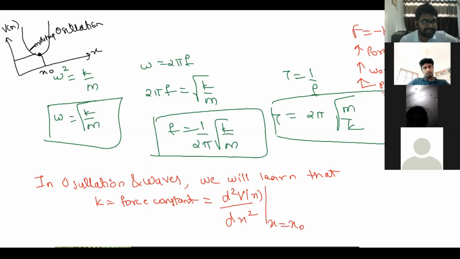I hope it's clear now. So this is what we will be deriving in oscillation and waves. Don't worry about this. When we learn oscillation and waves, we'll derive this then. Right now, please note that it can be found using d square V of X upon dx square at X equal to X naught.